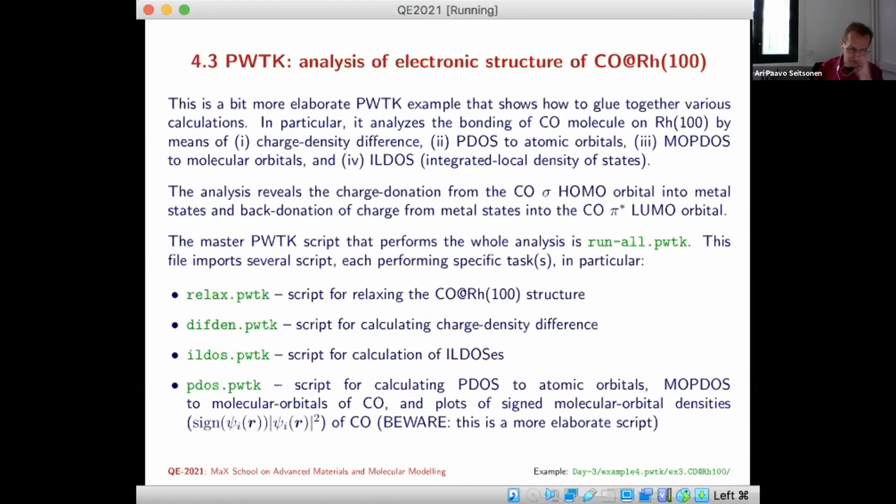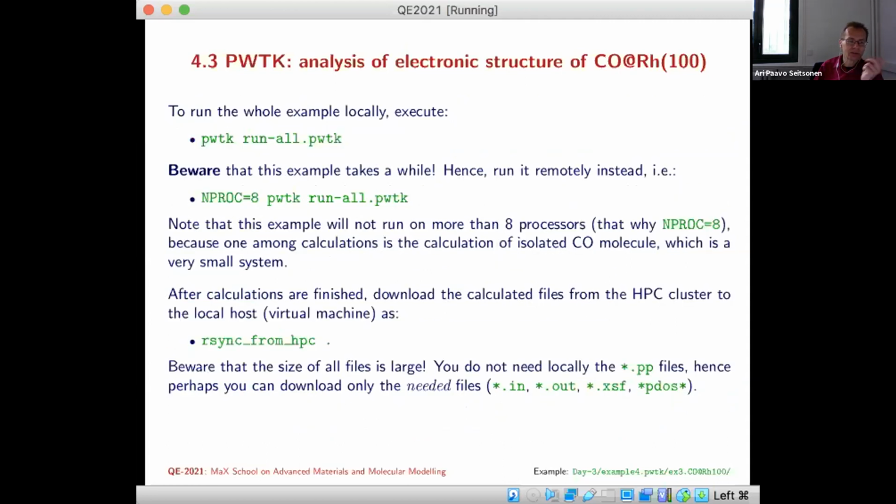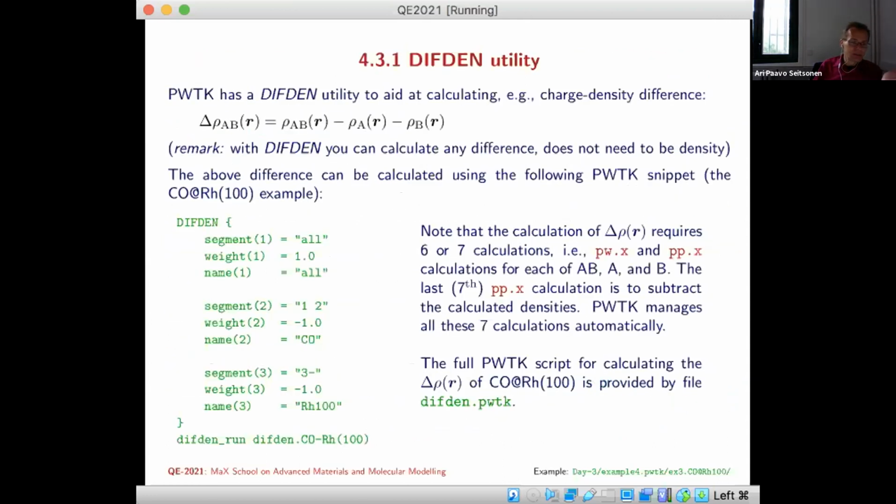And this, again, is left as a home exercise. If you have time, if you are interested, you can do it at the end of this session. We are there to help you if you want. And you will see that you will get some other properties. We can get the so-called density differences. This is to analyze how the electron density changes when you adsorb, in this case, the CO on the surface.